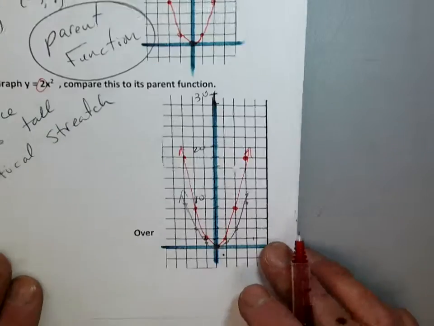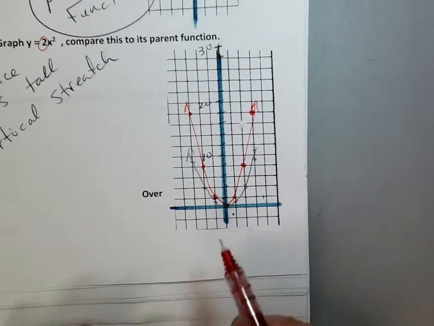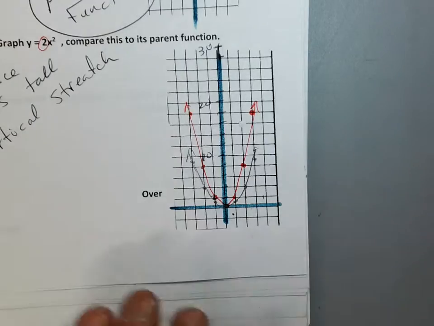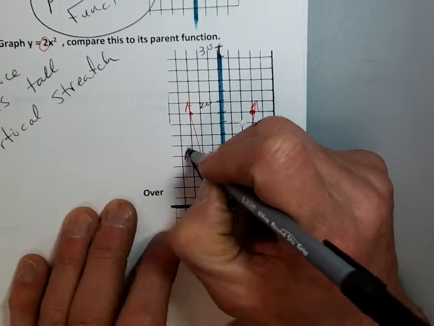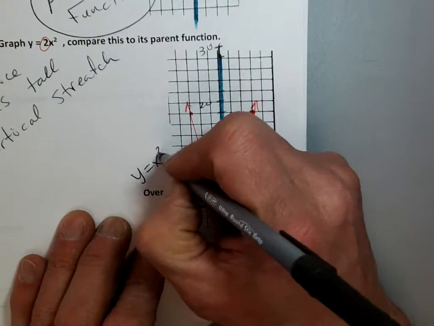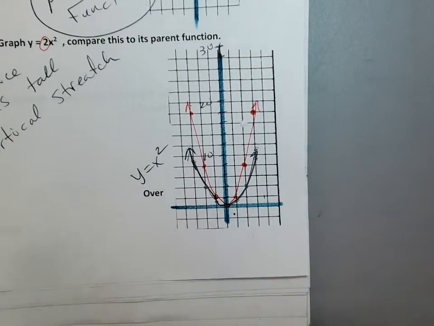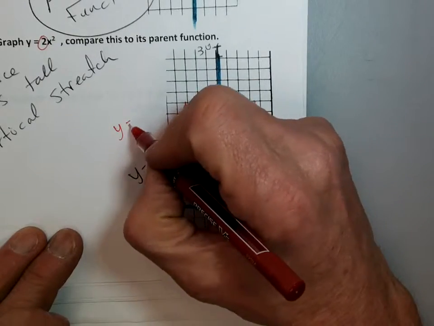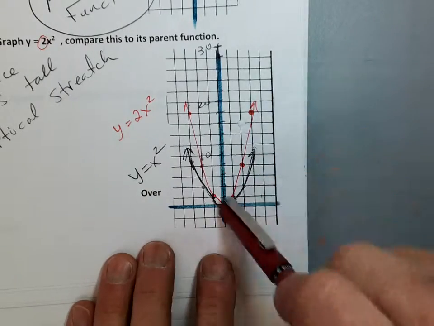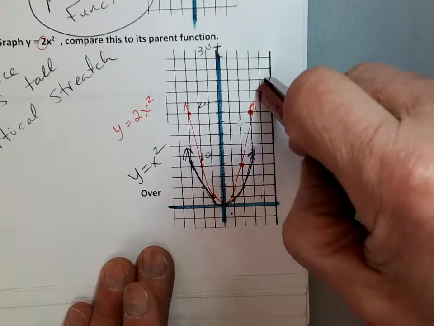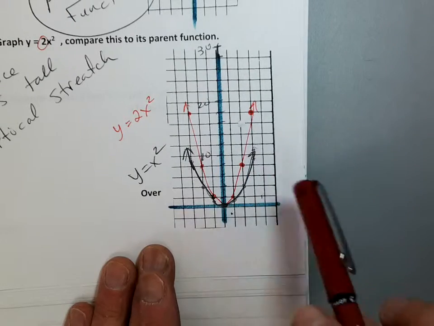Now if I compare it to the parent function, here's my parent function, okay? This is my y equals x squared. That's my parent function. And if I compare it to my y equals 2x squared, they have the same shape, don't they? They're both parabolas. They have the exact same shape. They're both that loopy thing, right? But the only difference is the one in red is twice as tall. It's a vertical stretch.